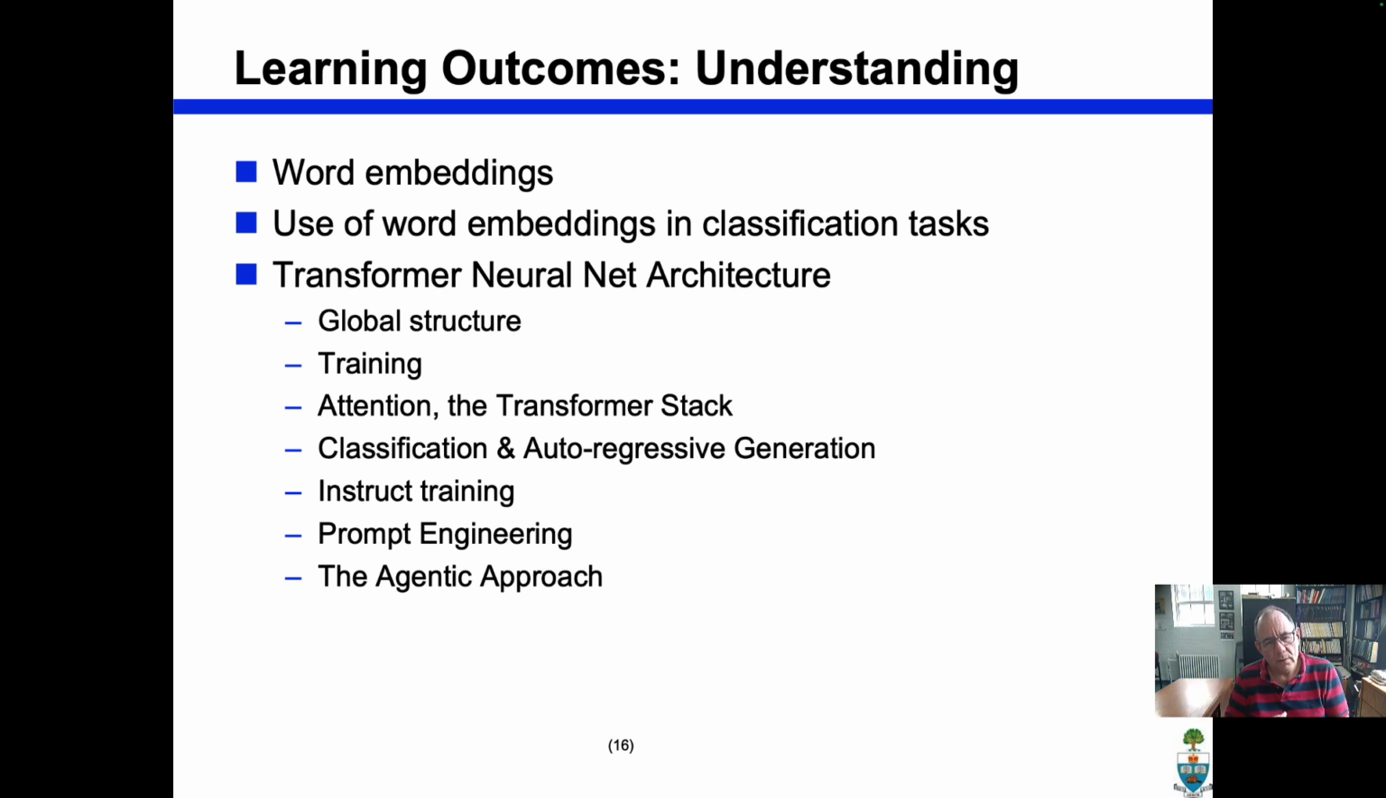Something that really matters in this whole world is called instruct training. It's linked. It's a different part of the training that's quite important. The notion of prompt engineering. How do you get a model to do what you want it to do? By talking to it. Something that I still find remarkable.